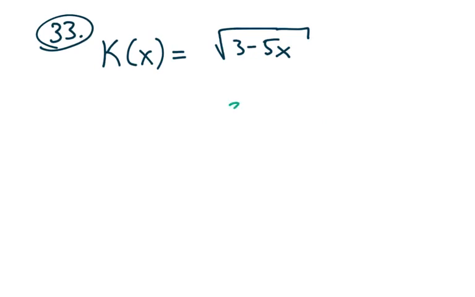33, this is a classic problem. We can say 3 minus 5x is greater than or equal to 0. And we solve, so we subtract 3.